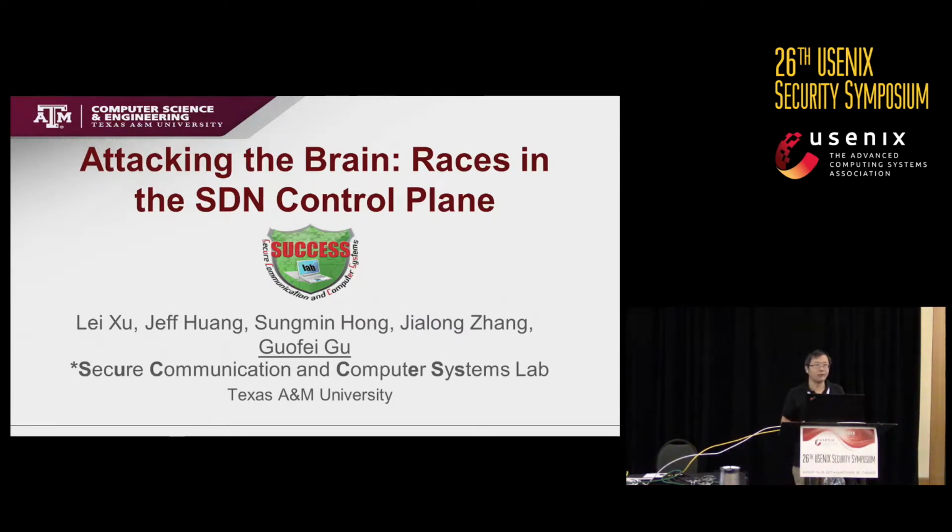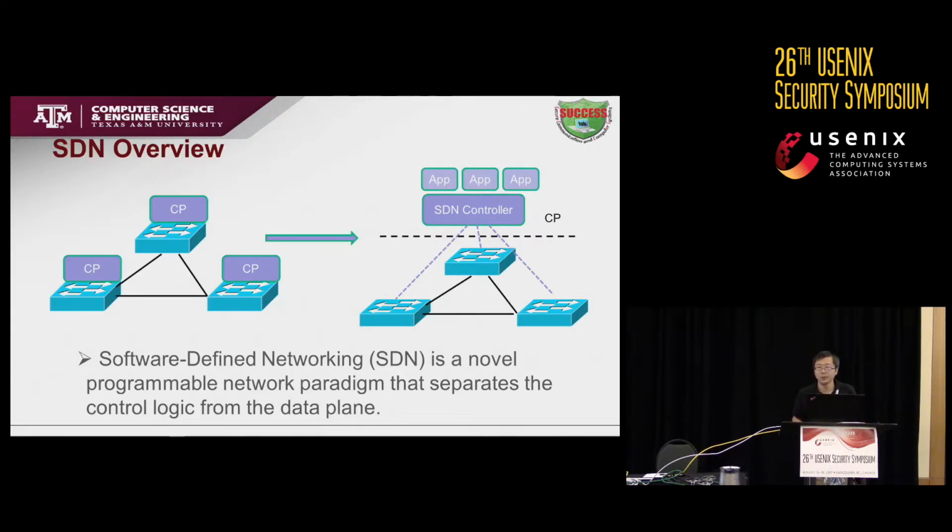And today, we're going to talk about some interesting new attack against the SDN controller. For basic background, on the left side is a traditional network. In the old days, and still today, a lot of network devices, like switches or routers, contain both the control plane and the data plane together. So this is called the problem.